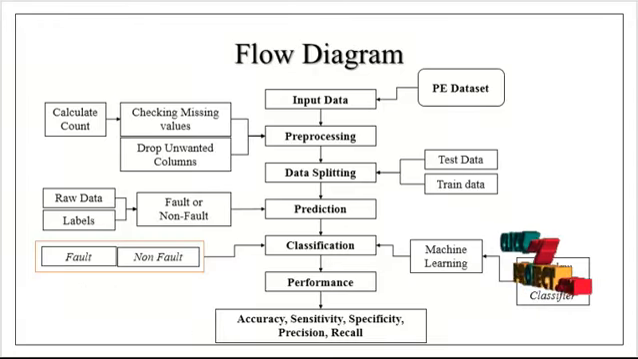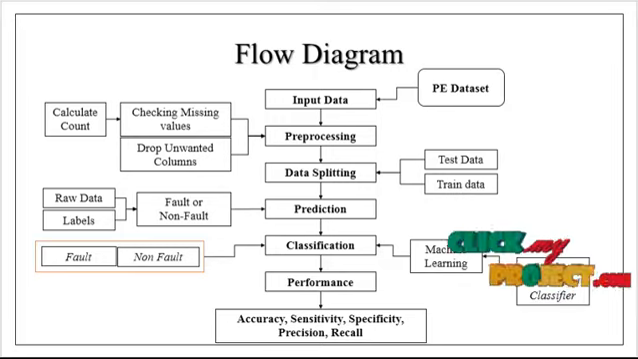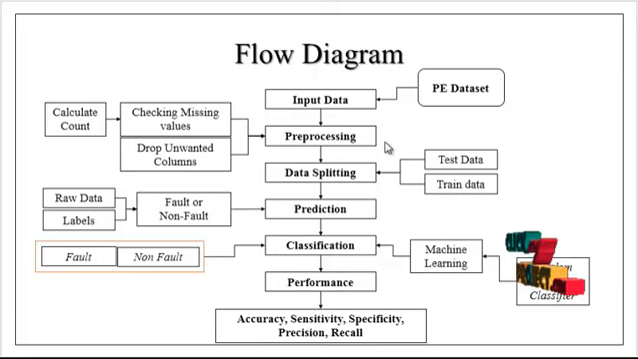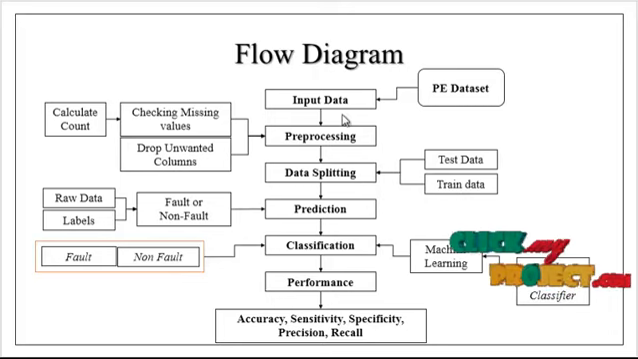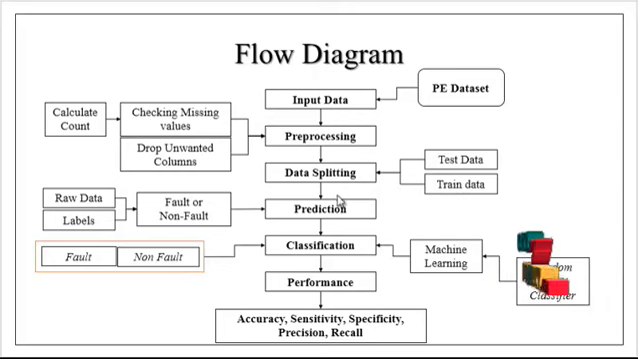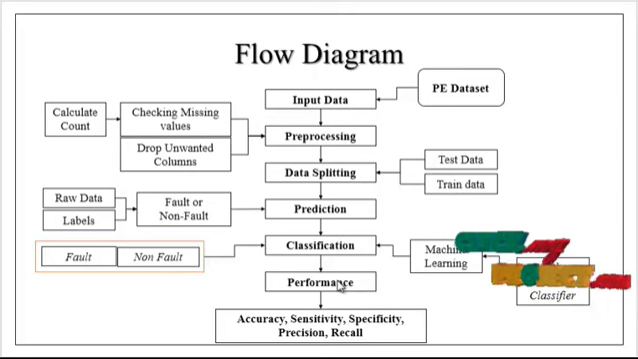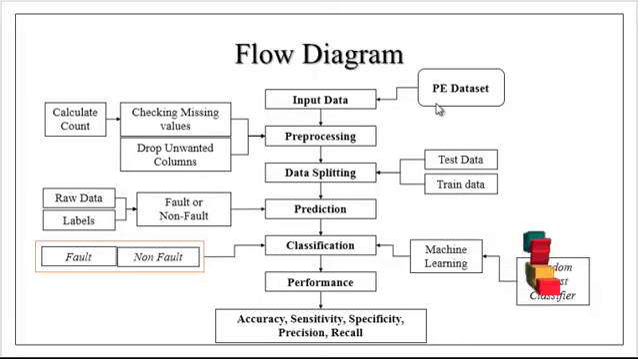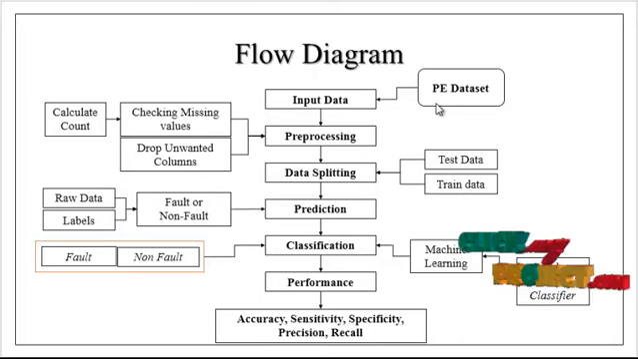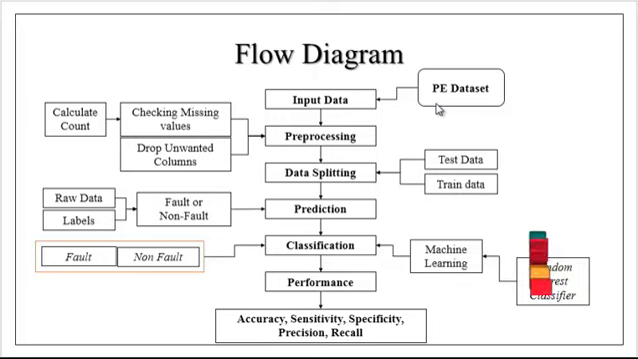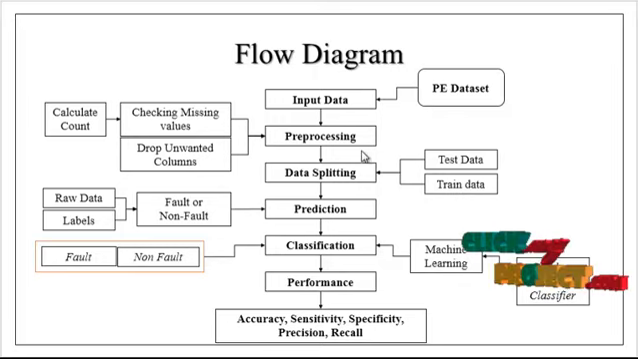Now we are going to discuss the flow diagram of the process. This is the overall working flow we have done in this project. At first, the modules in this project are input data, pre-processing, data splitting, prediction, classification, and finally performance estimation. At first, the input data is taken from the dataset. The dataset consists of a CSV file which has the power electronics data.